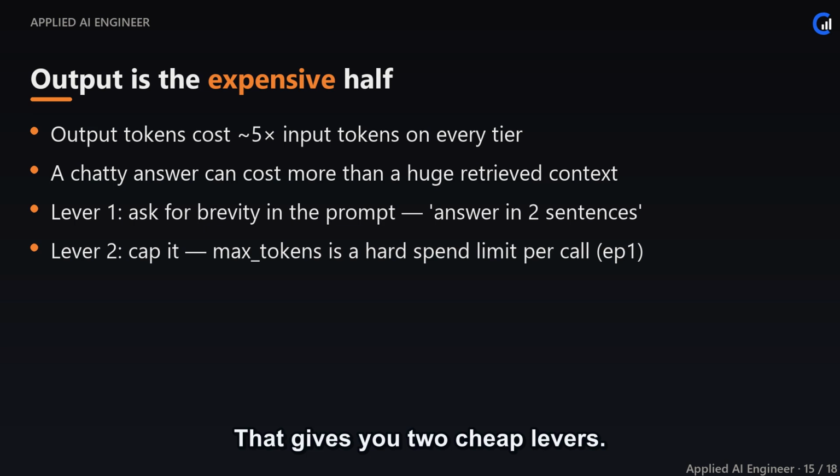That gives you two cheap levers. First, ask for brevity directly in the prompt. Answer in two sentences is a real cost control, not just a style choice. Second, cap the reply with max tokens, the hard per-call spend limit we met back in episode 1. Shorter answers are usually better answers and cheaper ones at the same time.